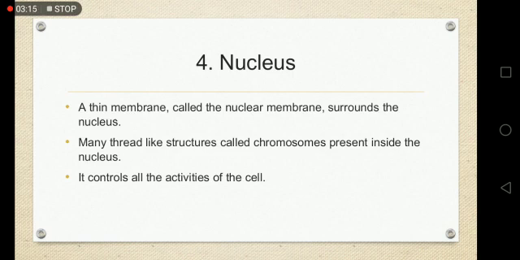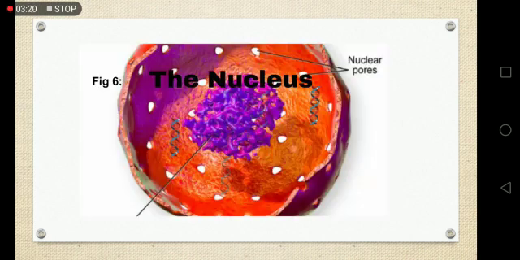Students, the most important part of the cell is its nucleus. It controls all the activities of the cell. Therefore, the nucleus is the control center of the cell. A thin membrane called the nuclear membrane surrounds the nucleus.